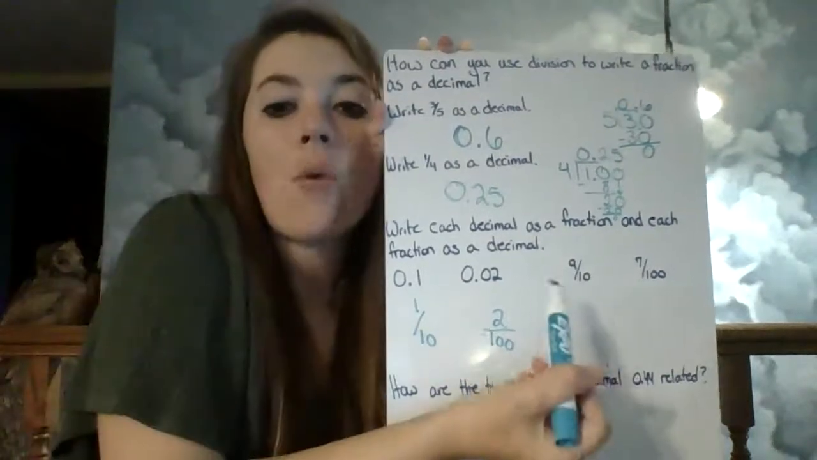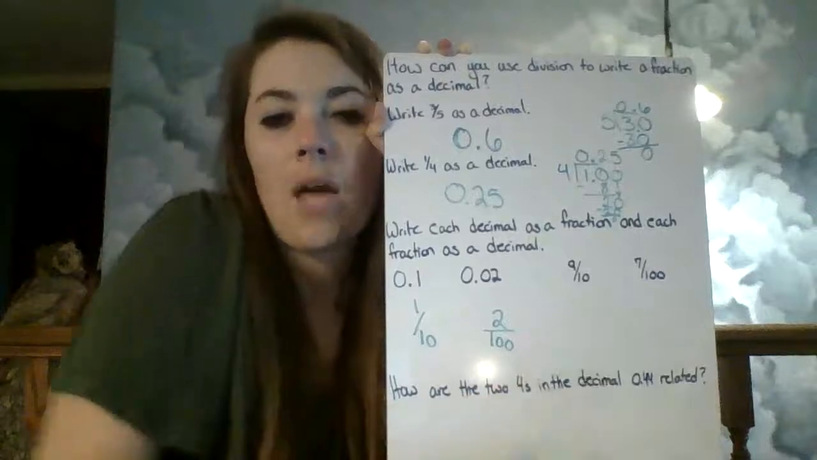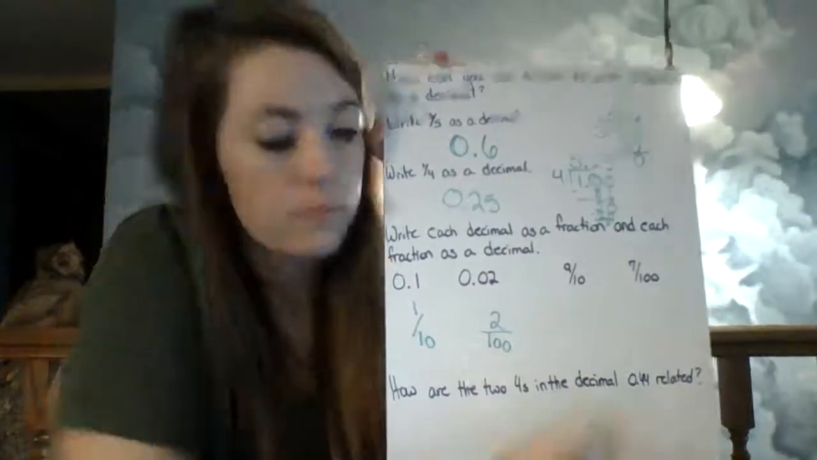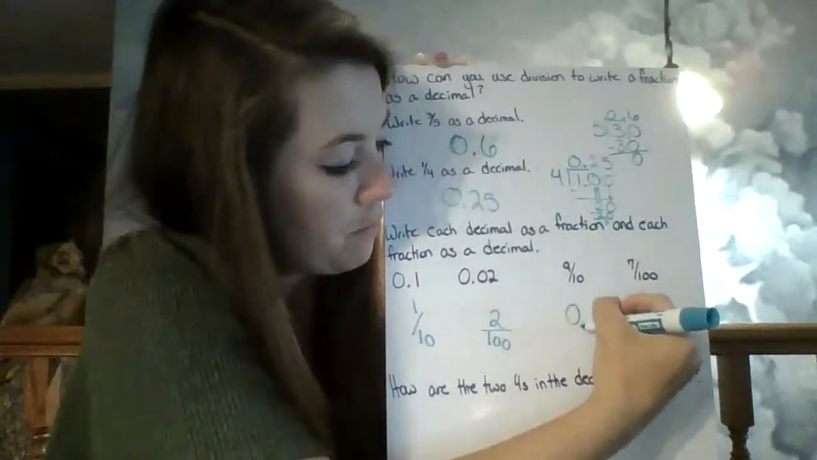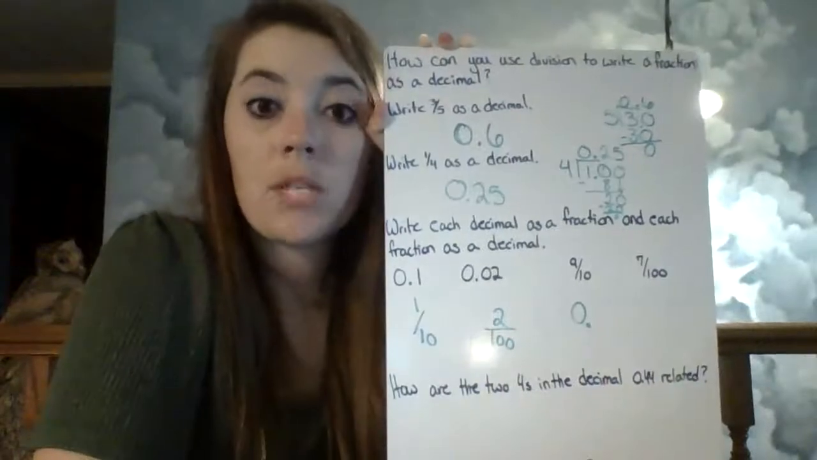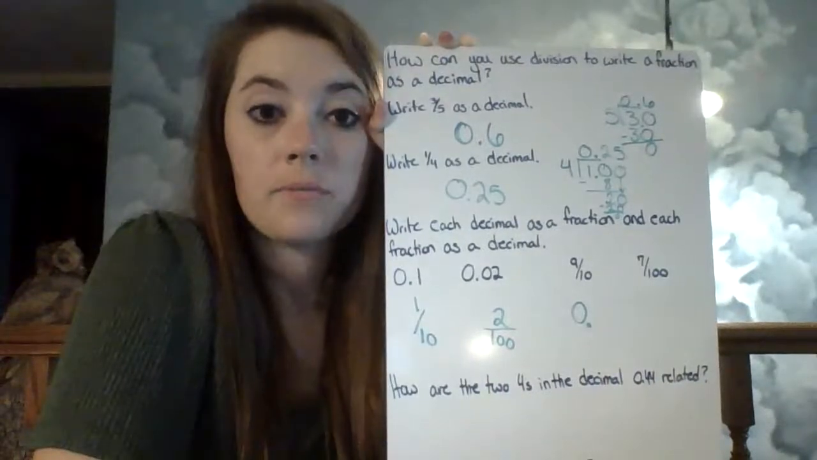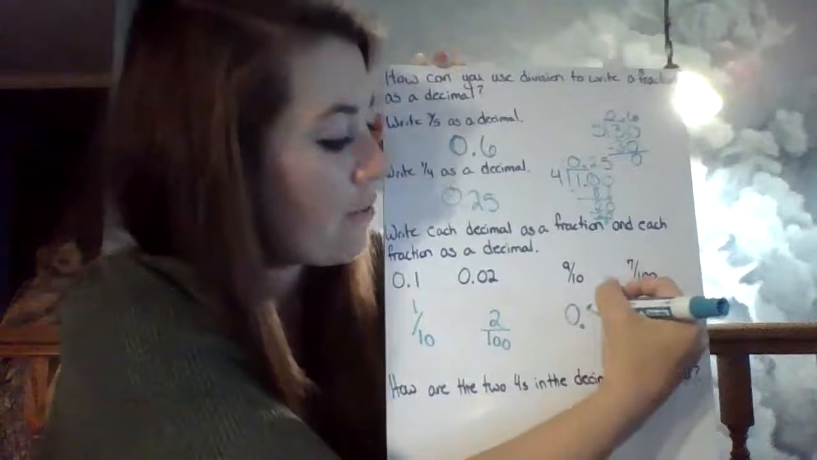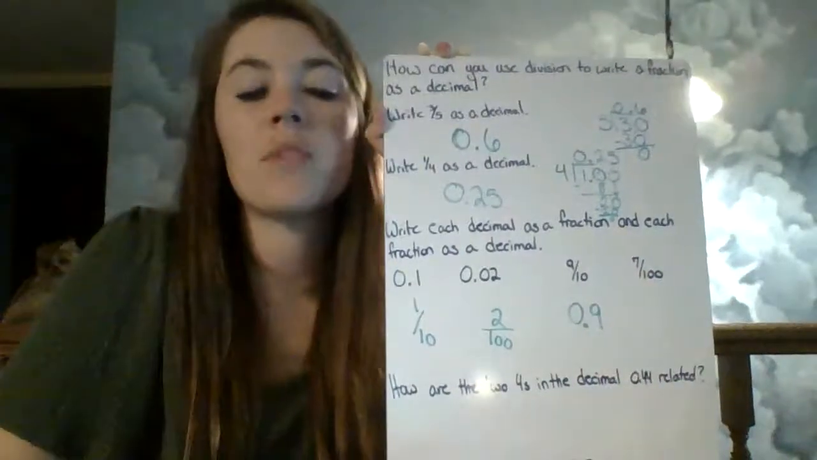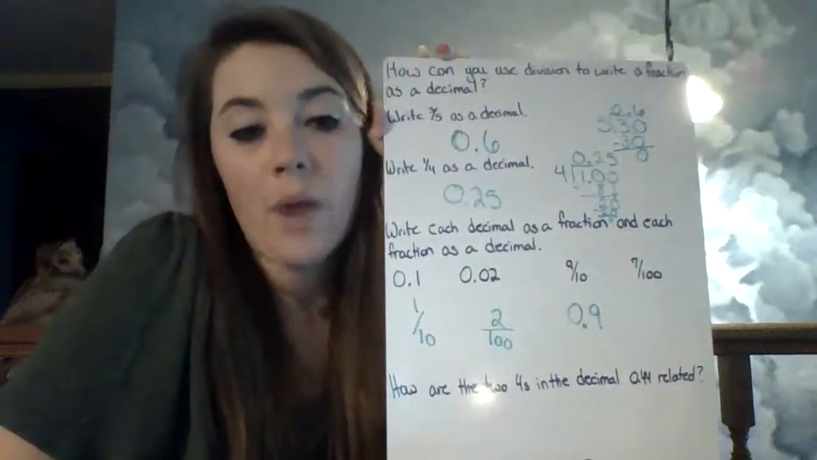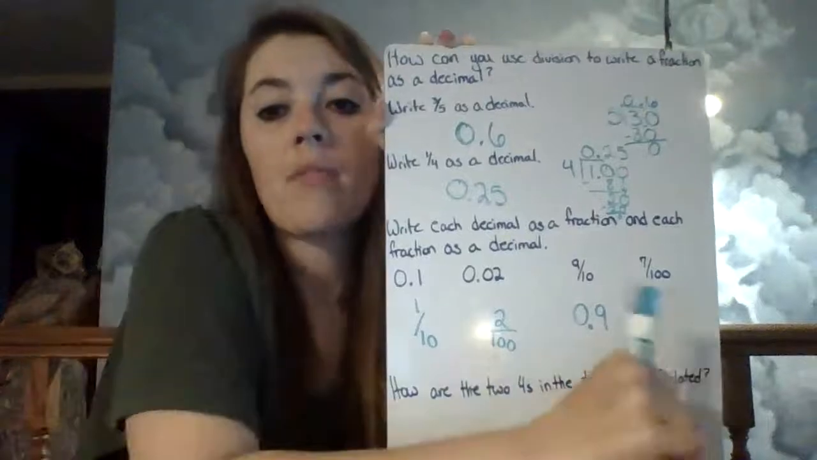All right, so now we have 9 tenths. How do we write 9 tenths? 0 point. Now, are we going to put the 9 or do we need to add a 0 first? We put the 9 because it's out of 10, and tenths is what comes right after the decimal. So what about the last one here?